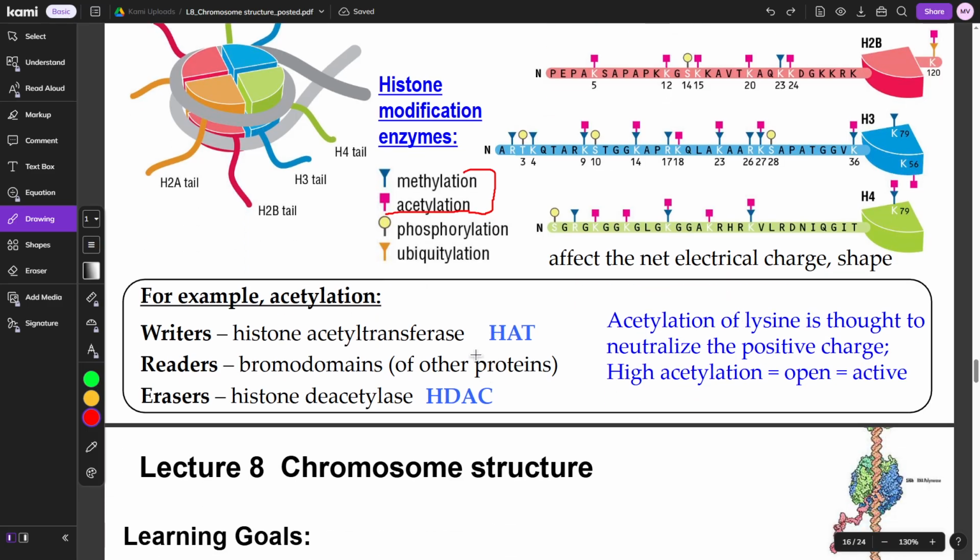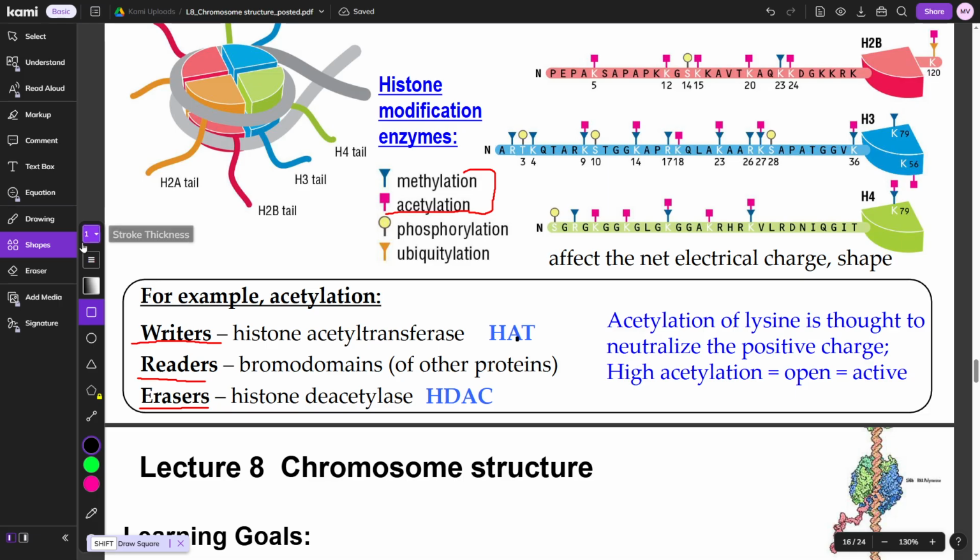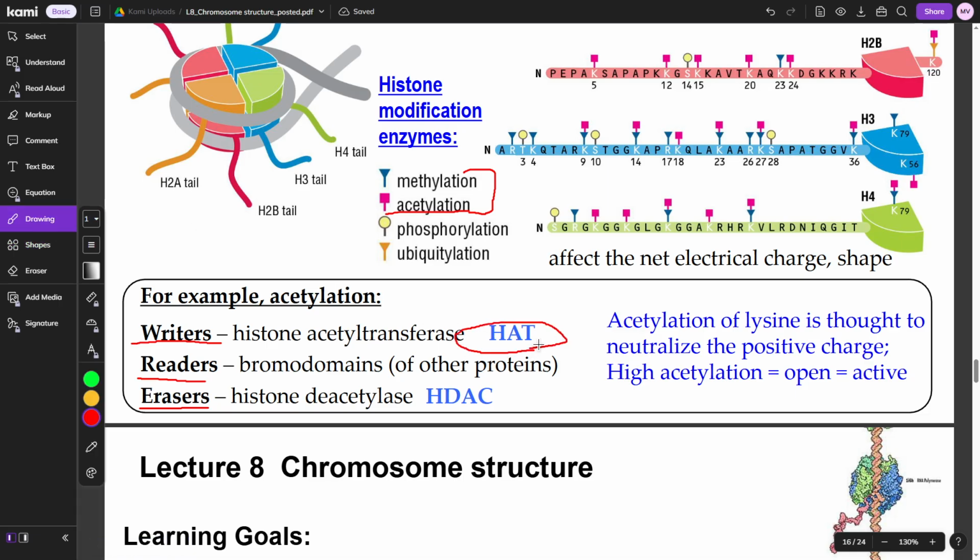And so there are some enzymes that we use. We call them writers, readers, and erasers. Writers are enzymes that, if you will, write on the histones, not the DNA. They write on the histones by adding an acetyl group to make them more neutral. So histone acetyltransferase is a writer, and histone methyltransferase is another. I think methyltransferase enzymes are another example of a writer.